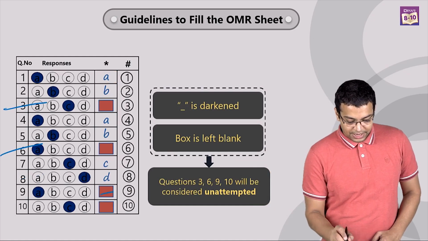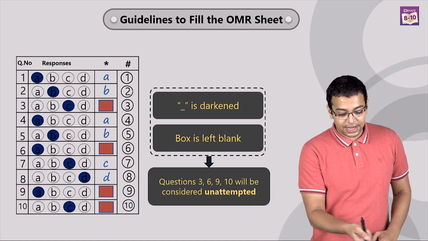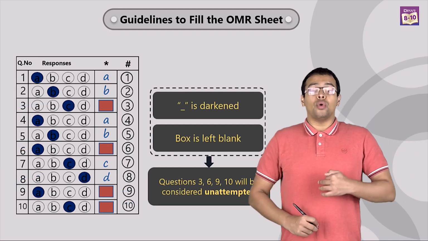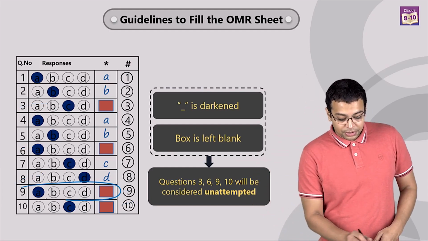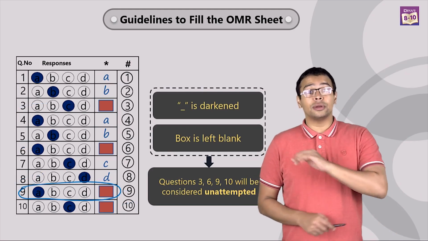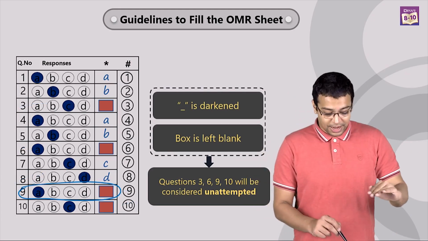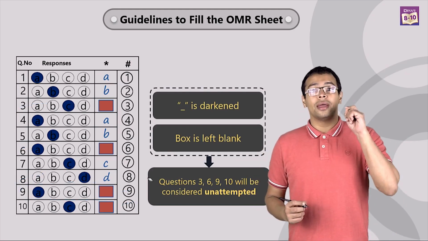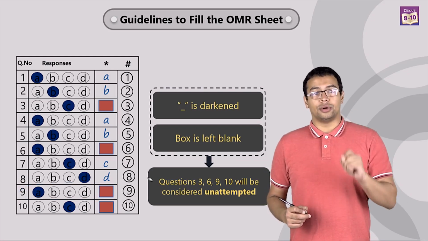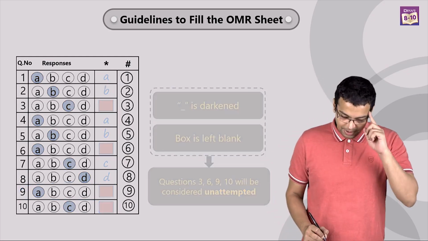then here my question 3, question 6, sorry, question 9 and question 10, these are going to be considered as unattempted, even though maybe question 9 has an option A as the correct answer, you will not get scores for that because you have not written down A next to that box or in that box. Okay, keep that in mind.